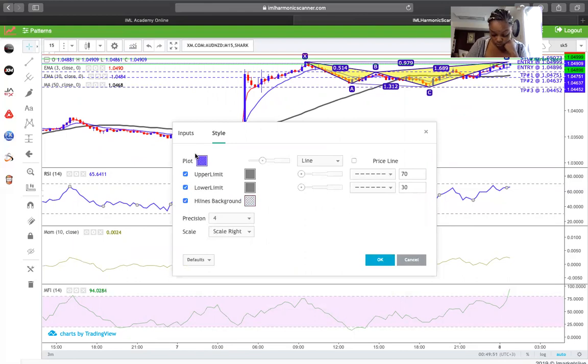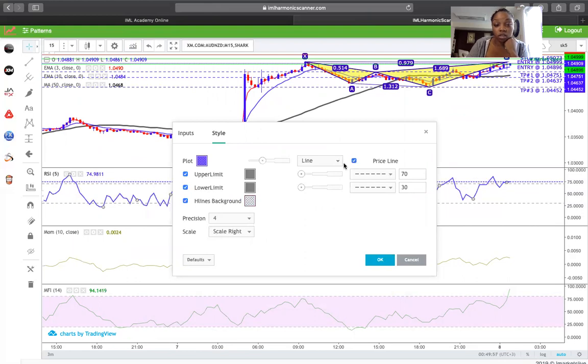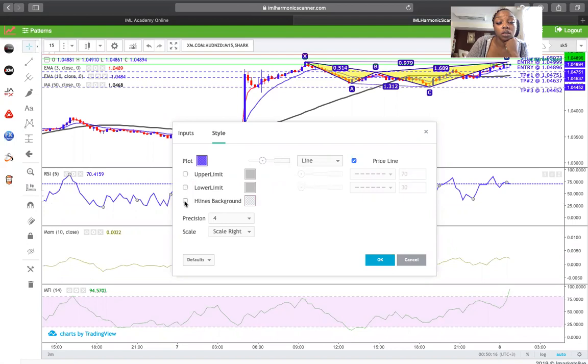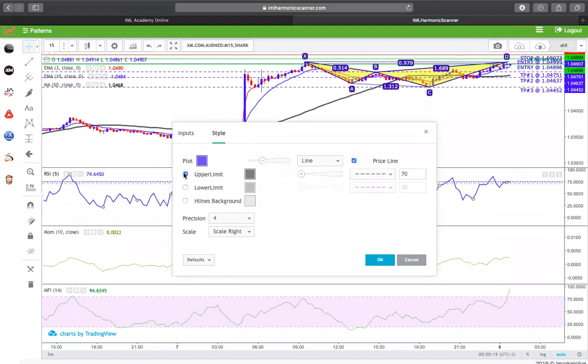You go to your style. Price line, you want to have it checked. You can get rid of 1. How do you do that? Okay, I don't remember. Anyways, you want to uncheck all of these. You could actually leave 1. Yeah, and you can put that at 50. And then make it black.